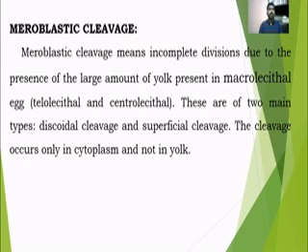And then the next one is the meroblastic cleavage. Meroblastic cleavage means incomplete division due to the presence of a large amount of yolk in the macrolecithal egg. You can easily observe it in telolecithal and centrolecithal yolk. Yolk amount is very large. Okay, there are two main types: discoidal cleavage and superficial cleavage. Okay, discoidal and the superficial cleavage.